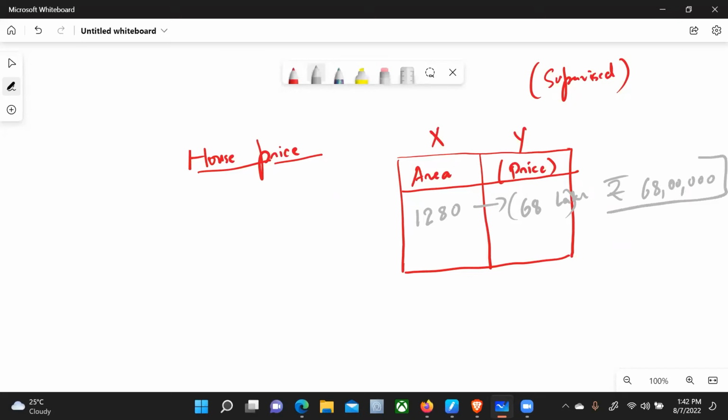Okay. So the idea is, if I have multiple data points describing various flats, and let's say there could be another flat of 1050, and that flat cost us, let's say, 51. Okay, 51. I will just write 68, 51. I will not try to write all the zeros here.